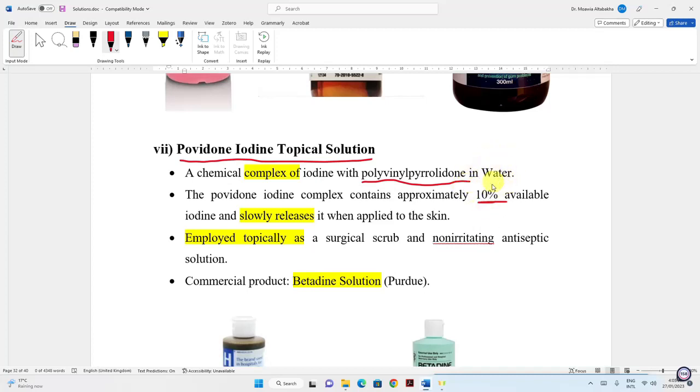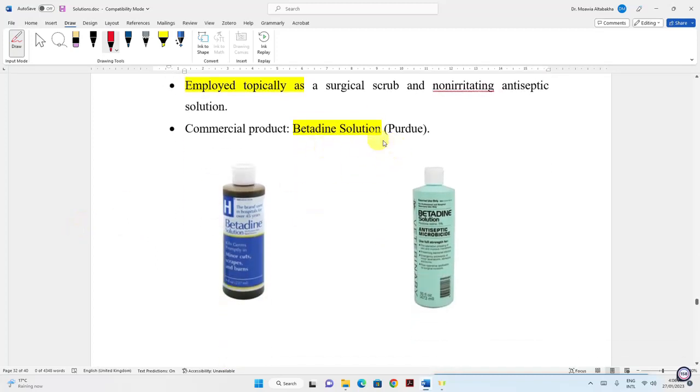And we are having this aqueous preparation. The reason why we have this complex of iodine and pyrrolidone is to provide iodine slowly, so to release the iodine slowly when applied to the skin. What is it used for? It's antiseptic. It's used topically as a surgical scrub. It's a non-irritating antiseptic solution. Example of that, betadine solution.